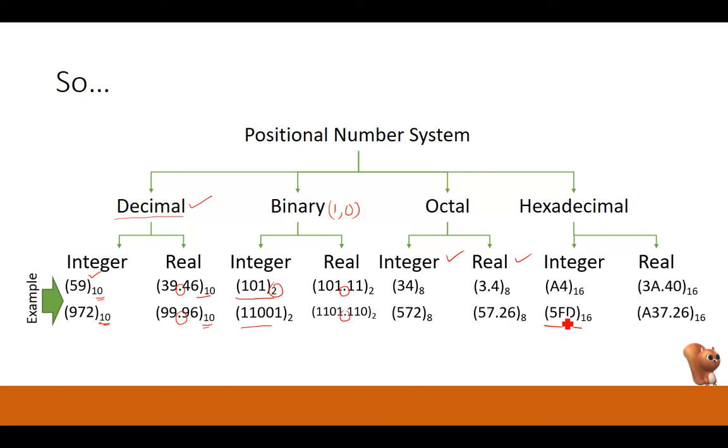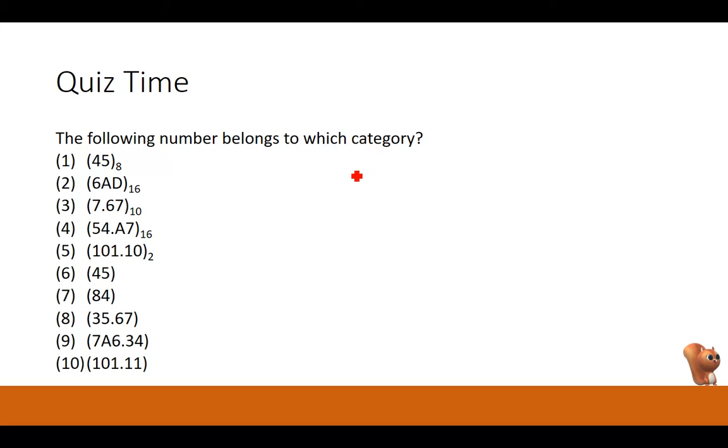For example, 5FD base 16: there are no decimal places, so it is called an integer hexadecimal number. If you check this one, 57.26, there is a decimal place and the base is given, so this is a real octal number. That's all. So there is a quiz time.